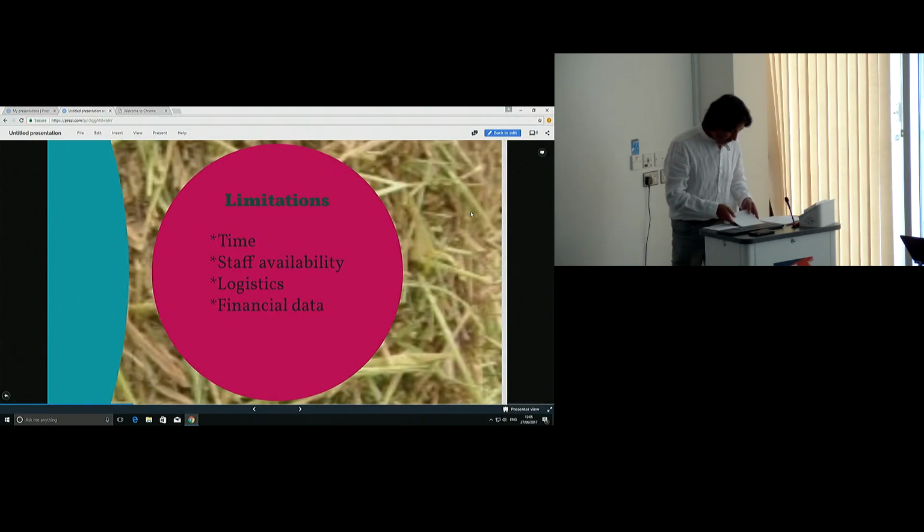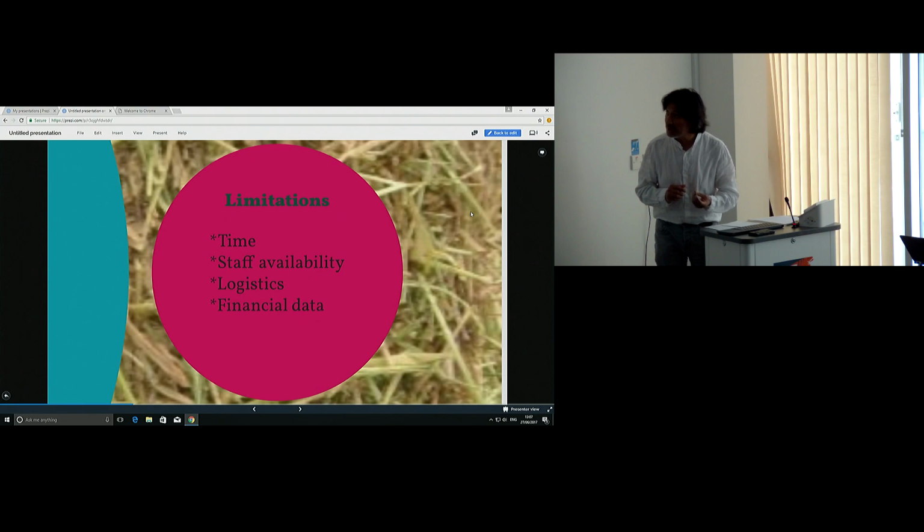According to the evaluators, and I agree with them in many cases, time was one of the limitations that we had. One is because the time was quite short, and because of the timing, we were closing down the project. So April was quite busy for the team. That's why we have the next limitation, staff availability. They were closing the project.